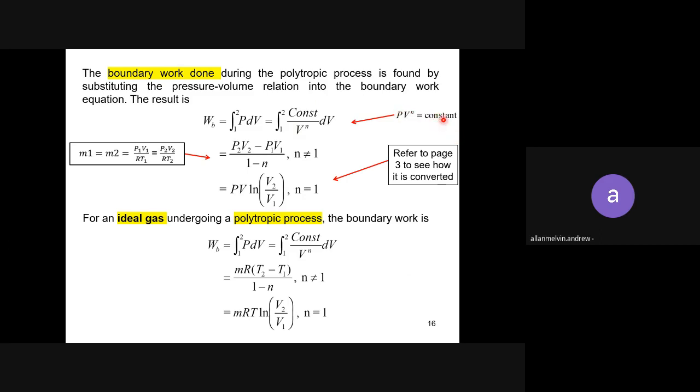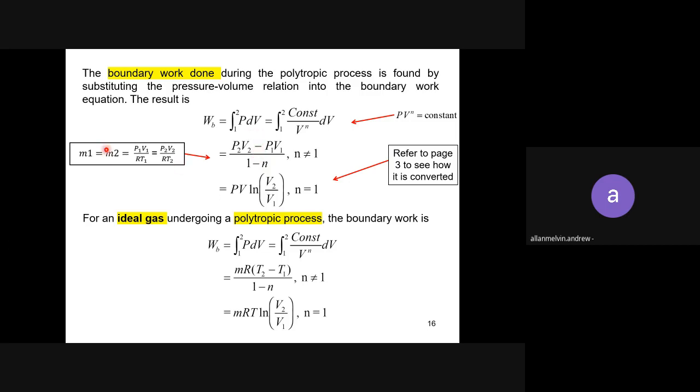So go down. So constant over V to the power of n. Sebab itu you dapat macam ni. So then this is the integration. So if you integrate this, the constant you bring out. Okay, so 1 over V to the power of n. So you integrate, and you will get the equation like this.